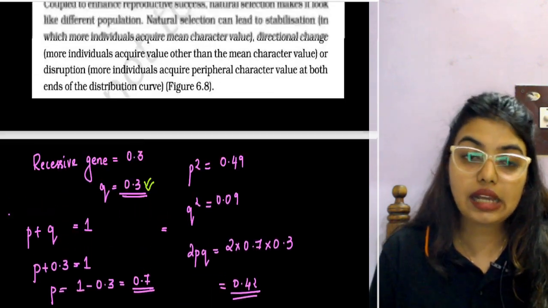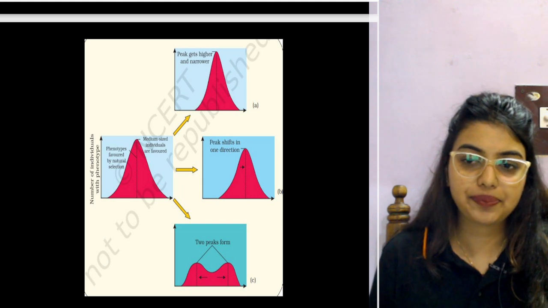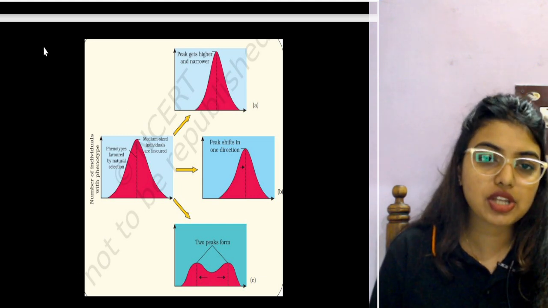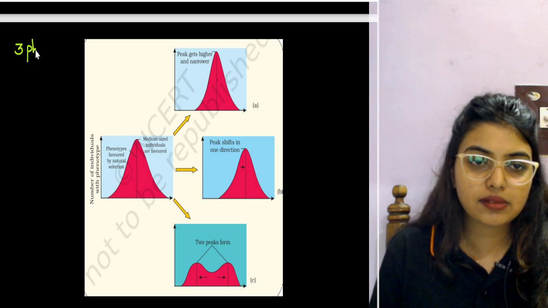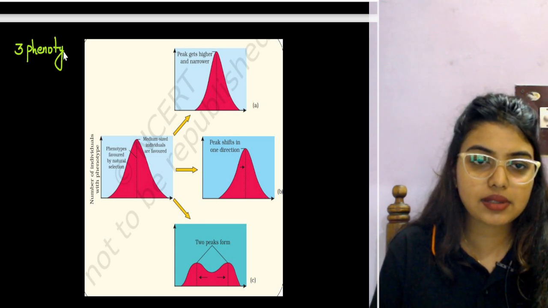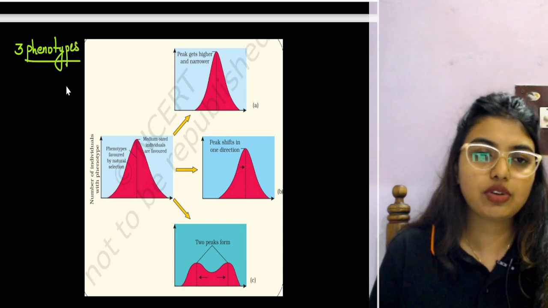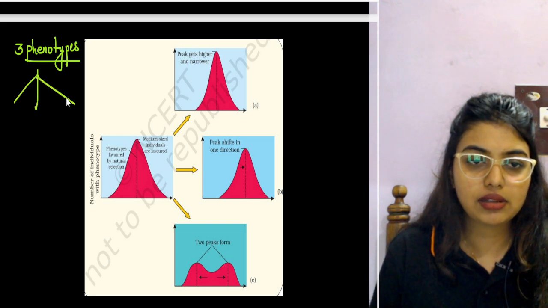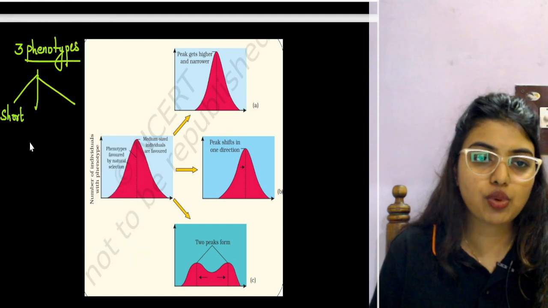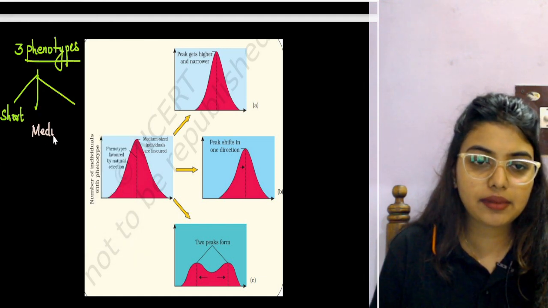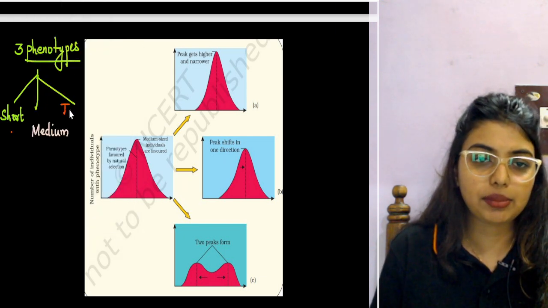Now students, there's a graph that you need to know. Now imagine, let's take three phenotypes. The three phenotypes are going to be short people, short height-wise we are talking, medium height, and extremely tall people.